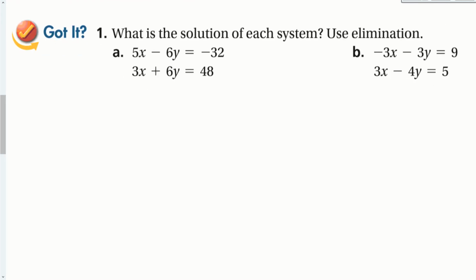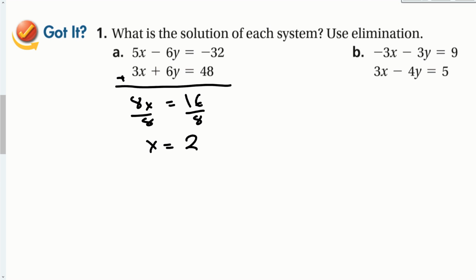Again, what do I notice? The y's are opposite to each other. All I have to do is add these two equations together. And I get 8x, the y's cancel, is equal to positive 16. Divide out the 8, and I get that x is equal to 2. Plug it back in. Let's plug it into the bottom one because there are less negatives there.